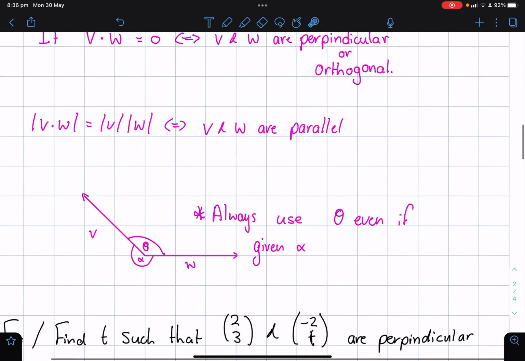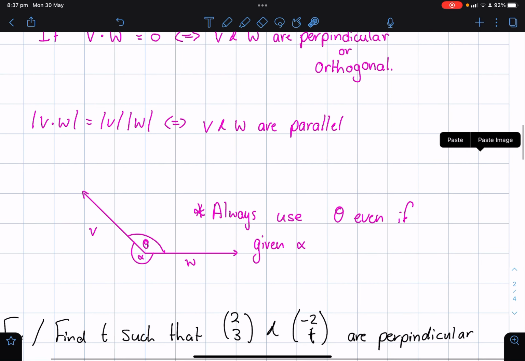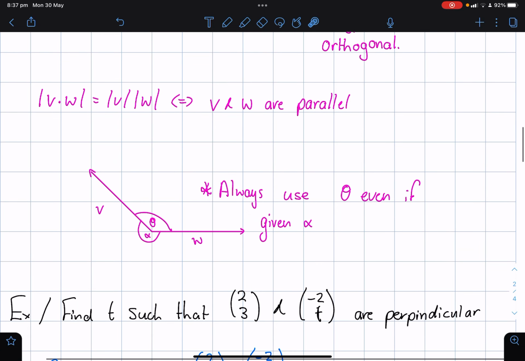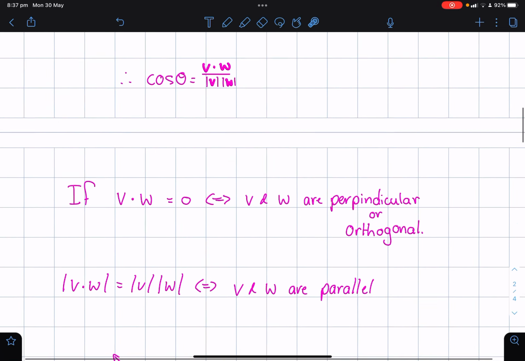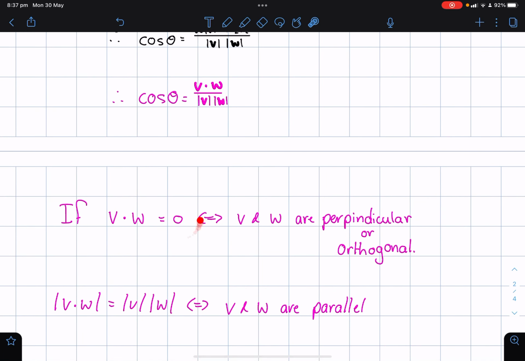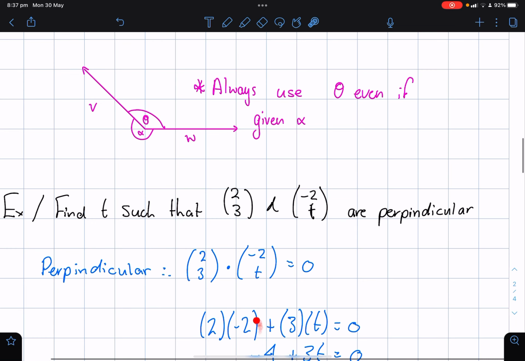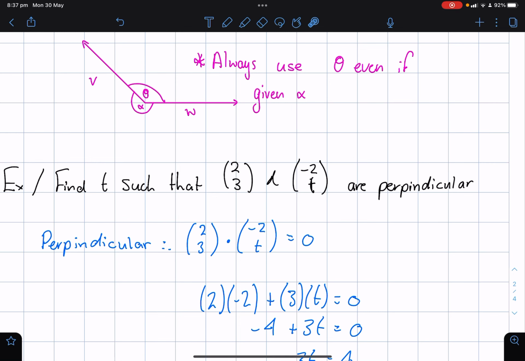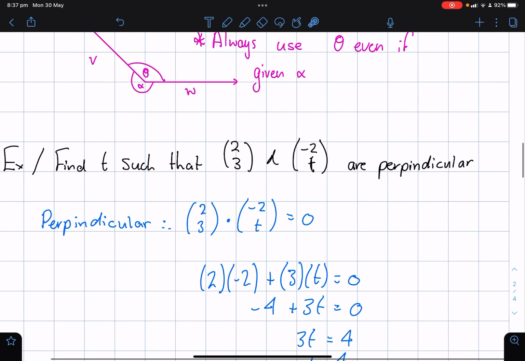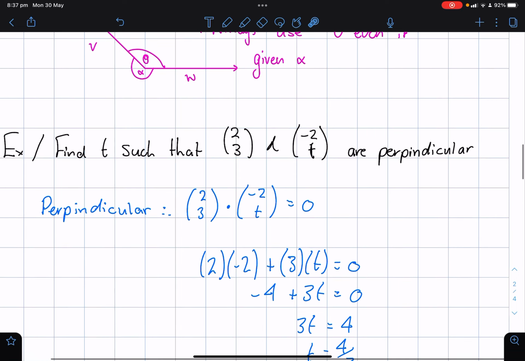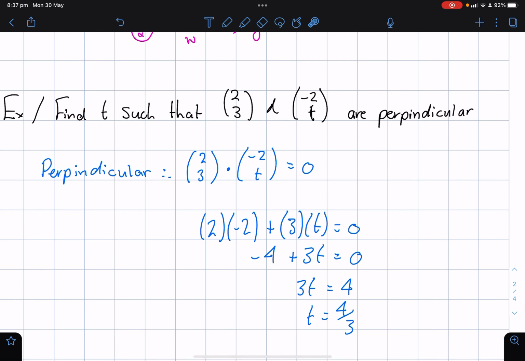All right, so find t such that (2, 3) and (negative 2, t) are perpendicular. So jumping back up here, we can see that v dot w equals 0 means that they're perpendicular. So that is what we're going to do here. So 2 times negative 2 plus 3 times t is 0. Negative 4 plus 3t equals 0. Add 4 to both sides. 3t equals 4. Divide both sides by 3. Then we get our result, t equals 4/3.